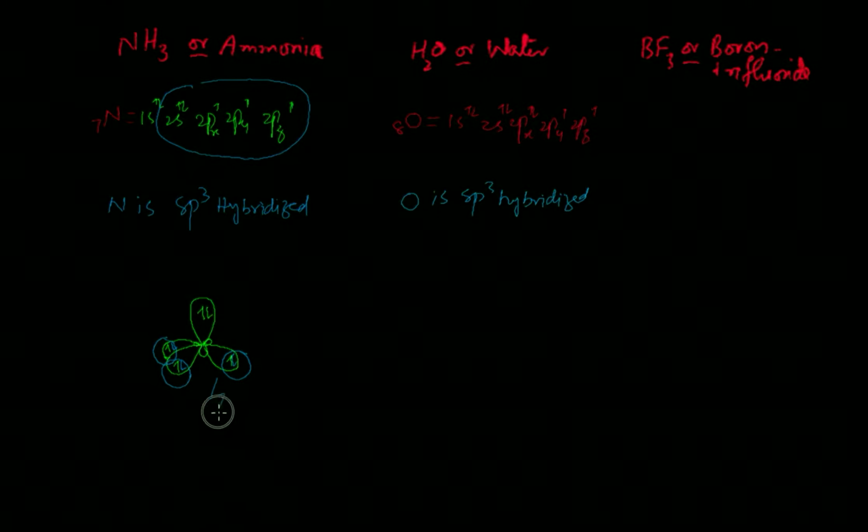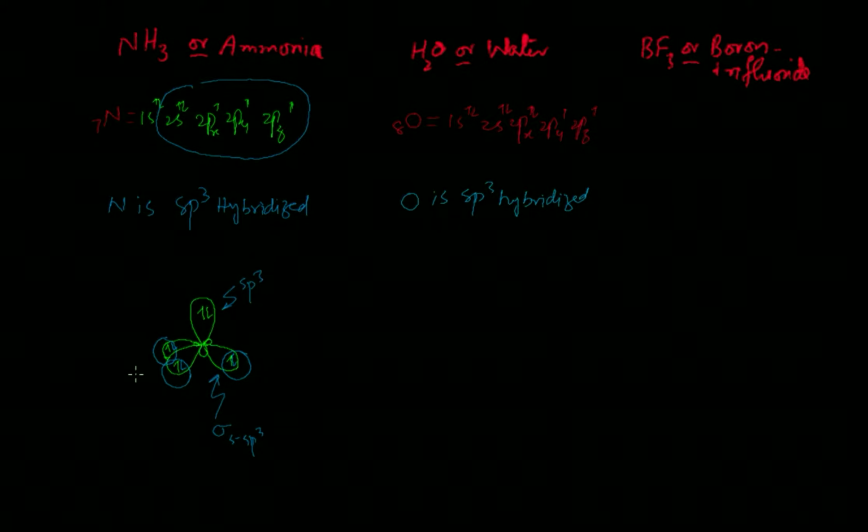And these sigma bonds are sigma s-sp3. And inside this molecule, the one sp3 hybridized orbital that is containing a lone pair of electrons will remain as such, because it is containing paired electrons, so no bond formation will take place here.